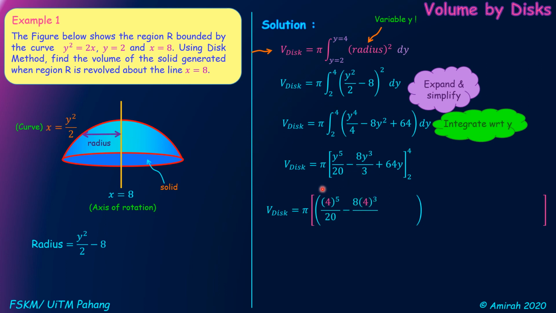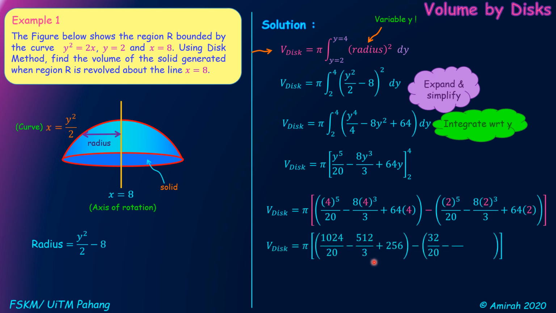Alright, from here, we substitute upper limit first into variable y, and then in between minus, we substitute lower limit 2 into variable y. Then we simplify, and after that, we get the answer. Volume by this equals to 424 over 15 pi units cube. For volume, we need to write cube here.